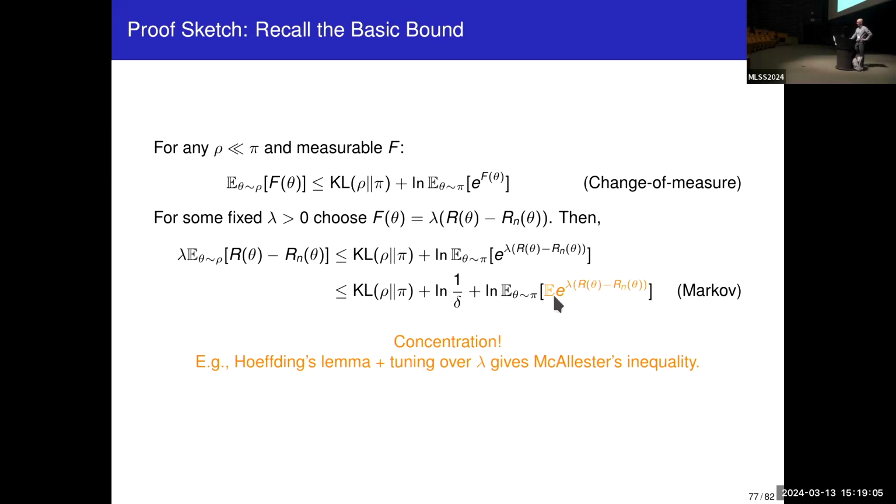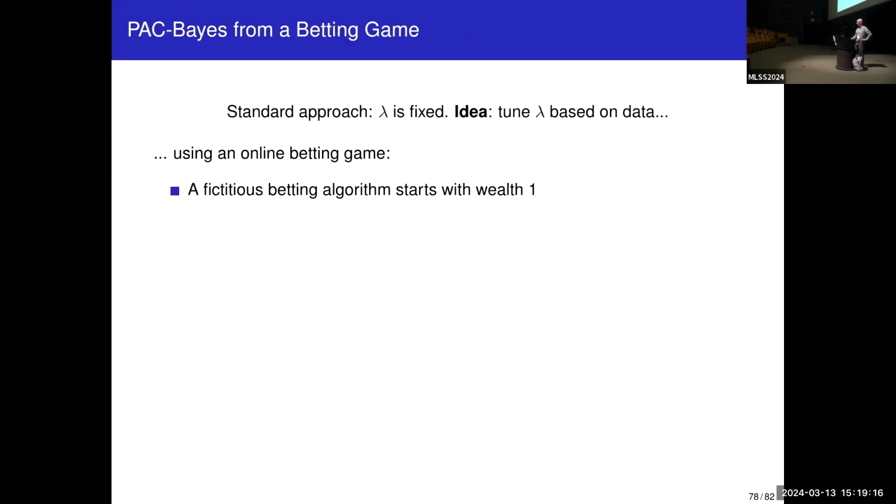And here, this is the point in which you have to use a concentration inequality to say, look, this thing is actually bounded. I can actually control it. You can use Hoeffding's lemma. And then you also have to tune over lambda in order to get the bound. Now, let me show you instead how we do it.